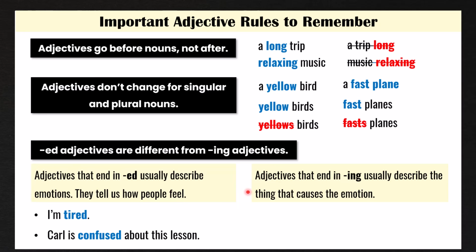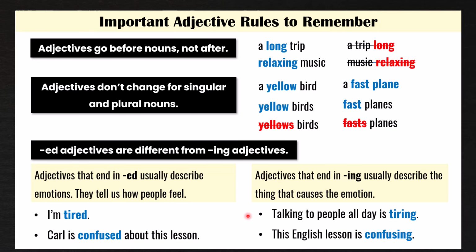Whereas adjectives that end in ing usually describe the thing that causes the emotion. So, talking to people all day is tiring. This English lesson is confusing. So, Carl is confused because the lesson is confusing. The confusing lesson makes him confused. And talking to people all day is tiring. It makes you tired.